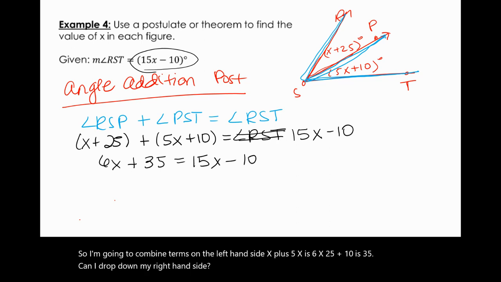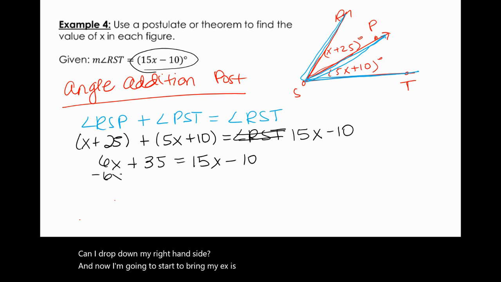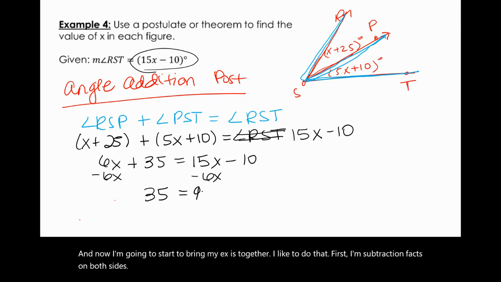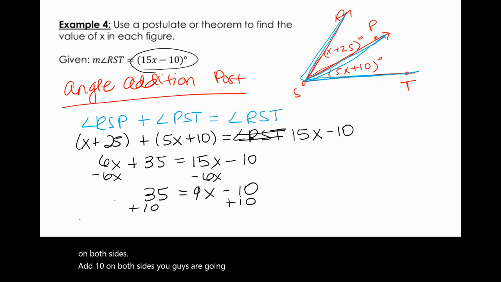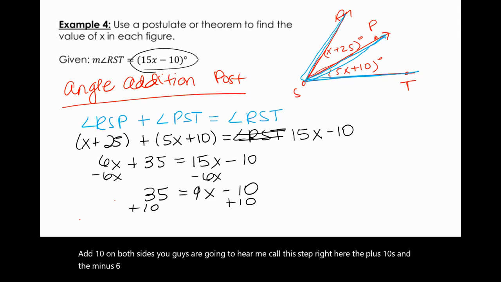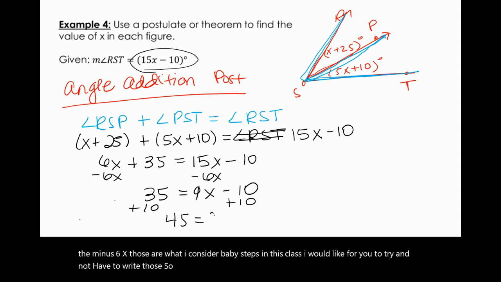Now I'm going to start to bring my x's together. I like to do that first. So I'm going to subtract 6x on both sides, and add 10 on both sides. You guys are going to hear me call this step, the plus 10s and the minus 6x, what I consider baby steps. In this class, I would like for you to try not to have to write those, so you force yourself to go from here to here without writing the plus 10 on both sides.